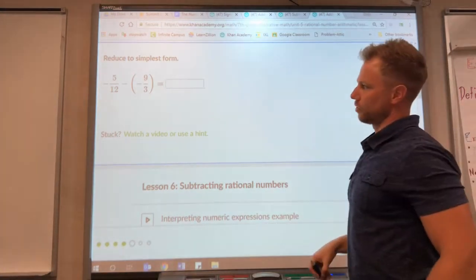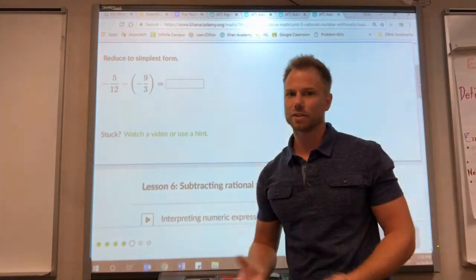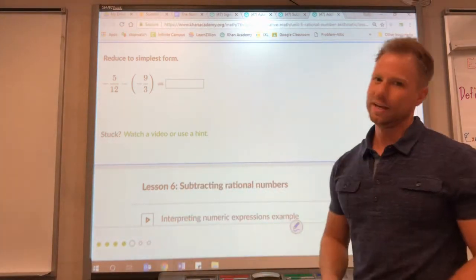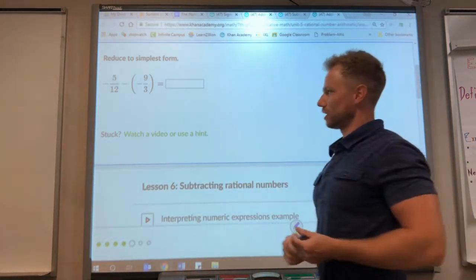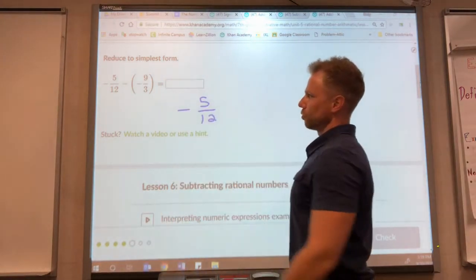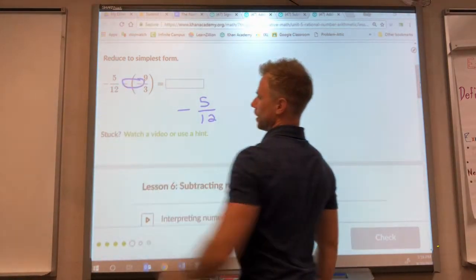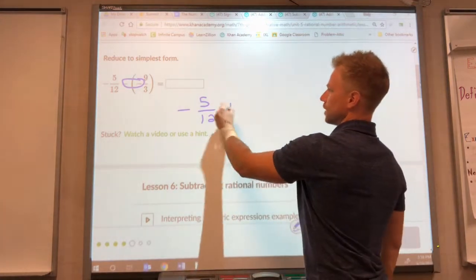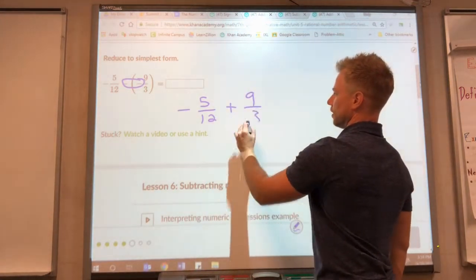Okay, then we get to some fractions. So we're going to apply the rules that we've talked about, but now we're also going to be using fractions. Okay, so it gets a bit more complex, but not too bad. So we have -5/12. These two negatives right here make a positive, so that turns into plus 9/3.